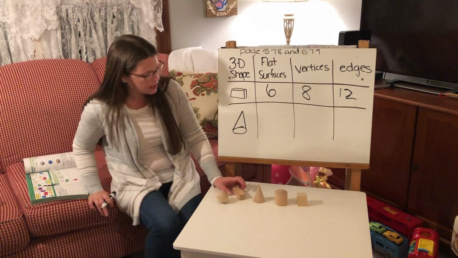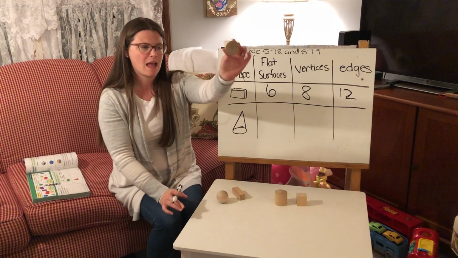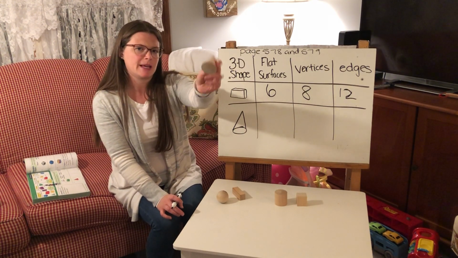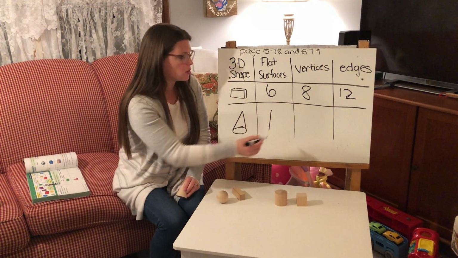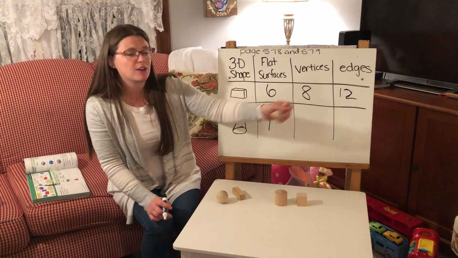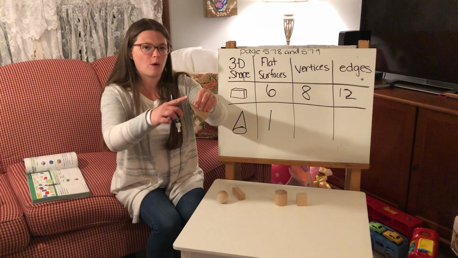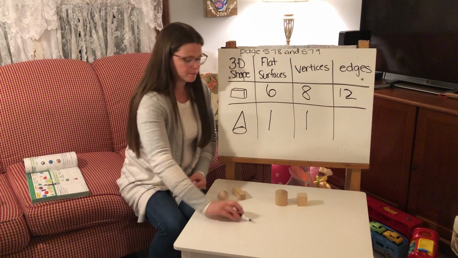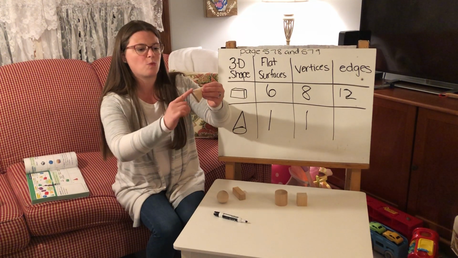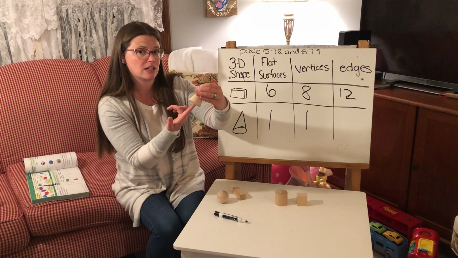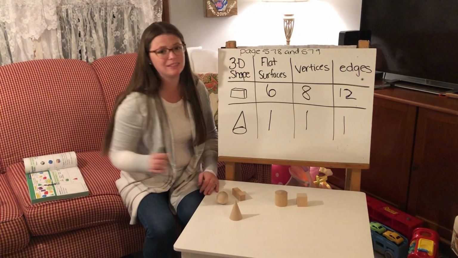Okay. Now let's look at our cone. How many flat surfaces do you see? There's only one, right? So one flat surface. Vertices, how many vertices do you see? One vertex. And how many edges? There's one edge here, but that's it. So, 1, 1, 1. All right.